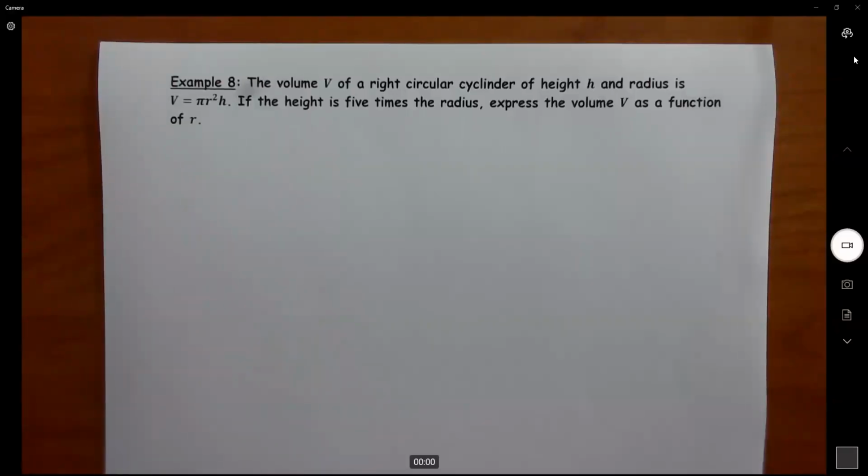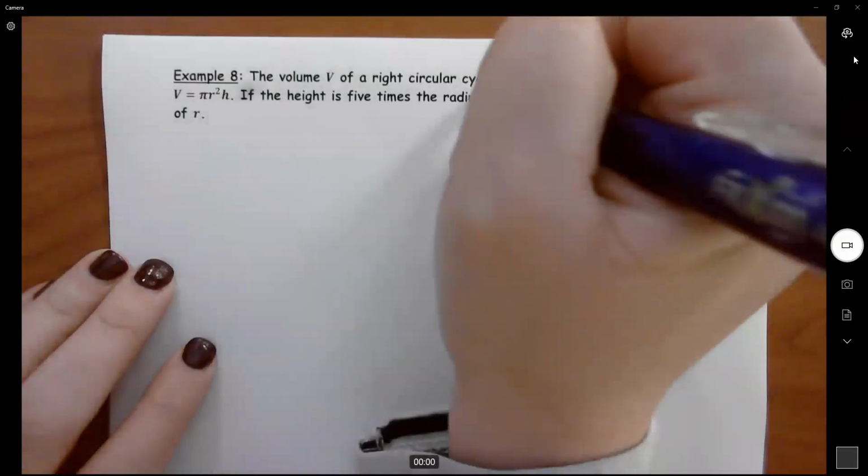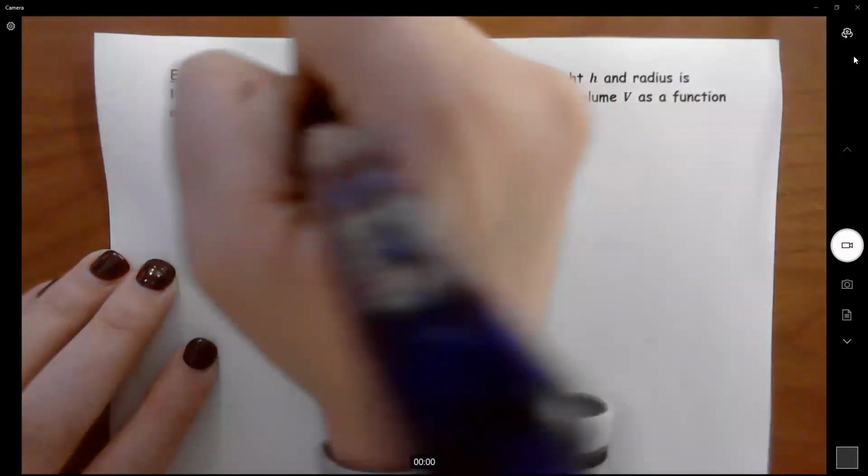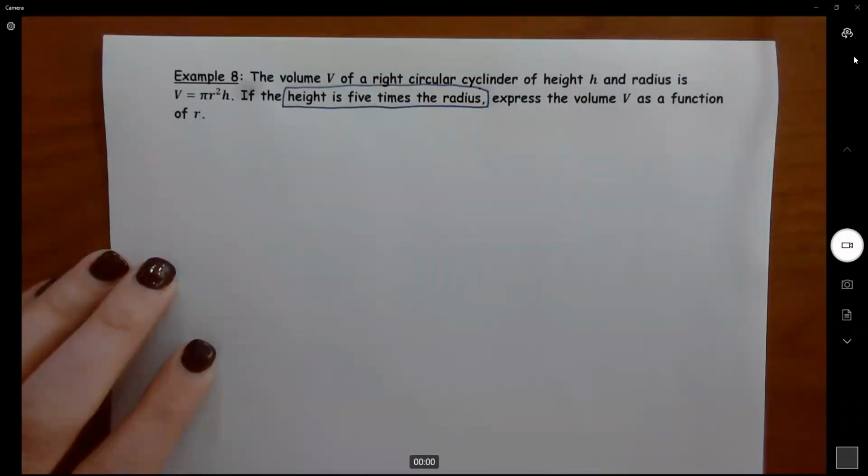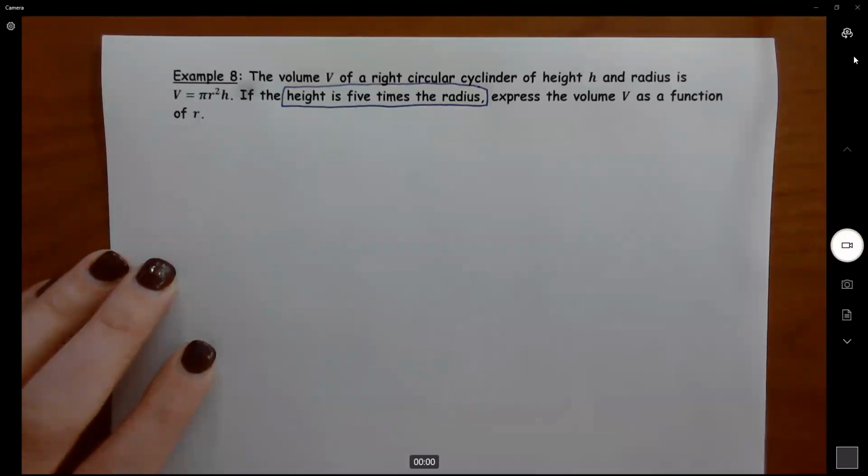All right, the last part of this lesson, examples 8 and 9, we are going to use some application for composite functions. So example 8 says the volume V of a right cylinder or circular cylinder of height h and a radius r is V equals pi r squared h if the height is 5 times the radius. Express the volume as a function of r.